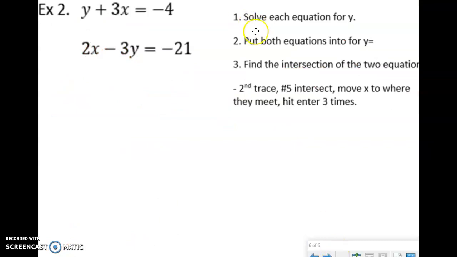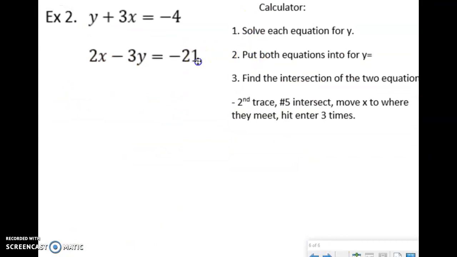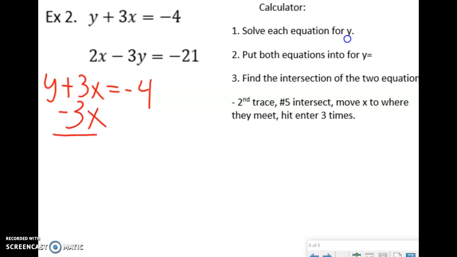So how can we use the calculator to solve example number 2, which we've already done? Again, same steps. Solve each equation for y. Now when they're stacked like this, it's kind of annoying that I can't just solve it underneath, but I have to break it up a little bit. y plus 3x equals -4. So small step, not a big deal, just a nuisance really. Subtract 3x on both sides. y equals -3x minus 4.